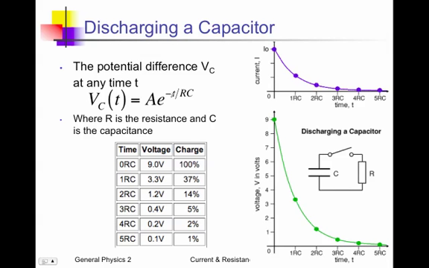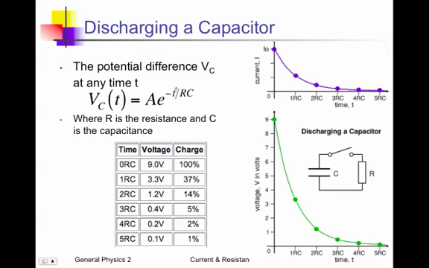When the time t is equal to a multiple of RC, so let's say time is equal to 1 RC, if I plug in t equal to RC, then I have e to the negative 1. And e to the negative 1 is 0.37, and so that's 37% of the original max value of 9. So that's why I get 3.3 here, and so on.